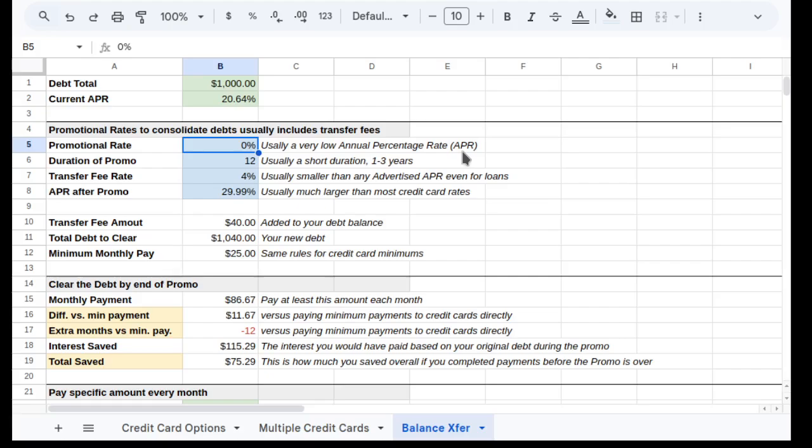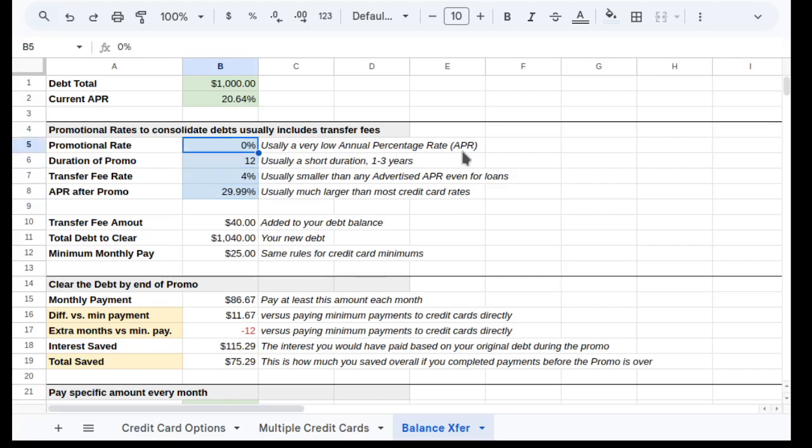So on balance transfers, you'd often see that they would give you 0% for a certain amount of months, or a very, very low interest rate for a long duration of time. Typically, they would apply a transfer fee. 4% is the latest one that I've been seeing. But then the APR after the promo is usually much higher than the rate that you were paying for any other credit cards. And that's why you're encouraged to try to make these payments on time to pay off this debt before the promotion is over.